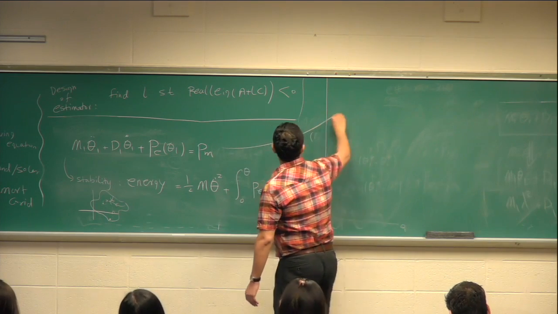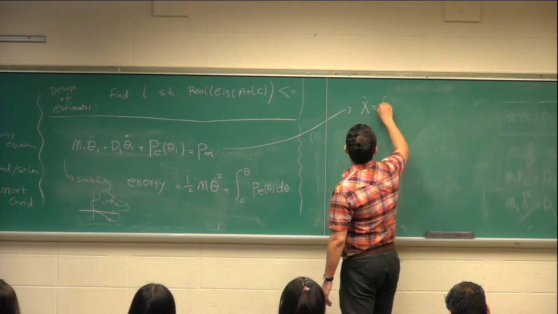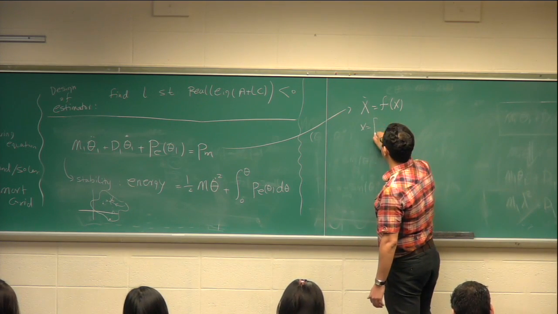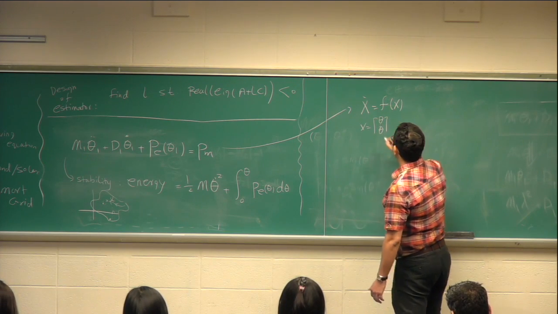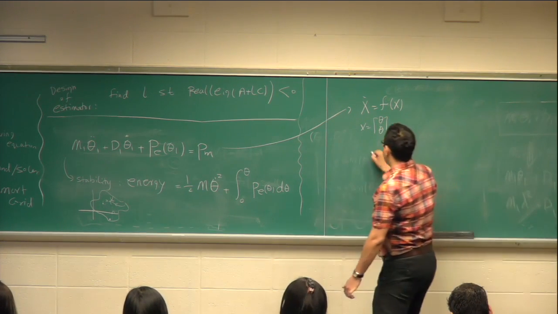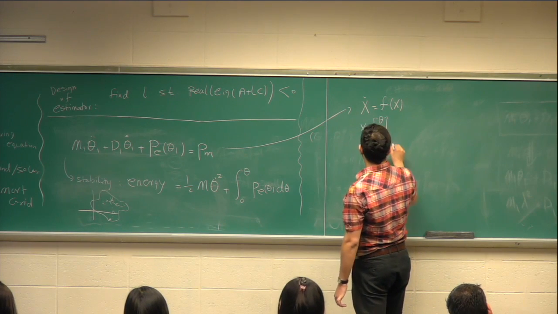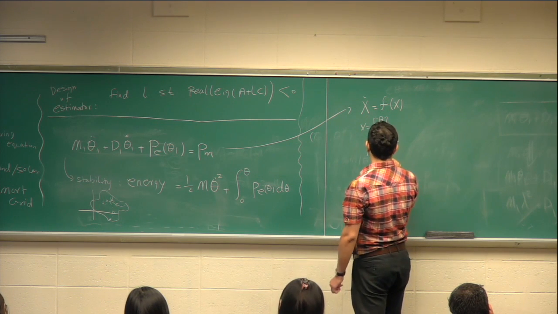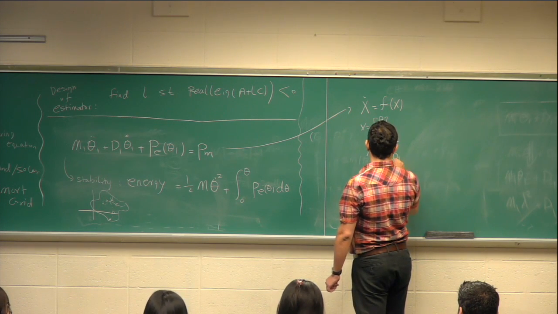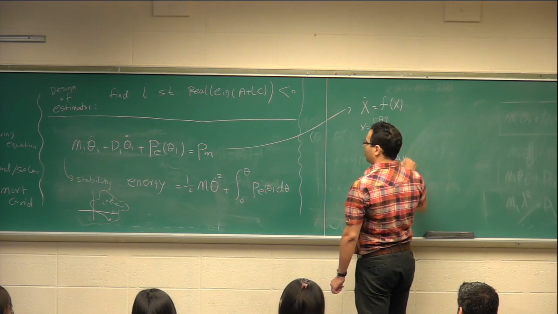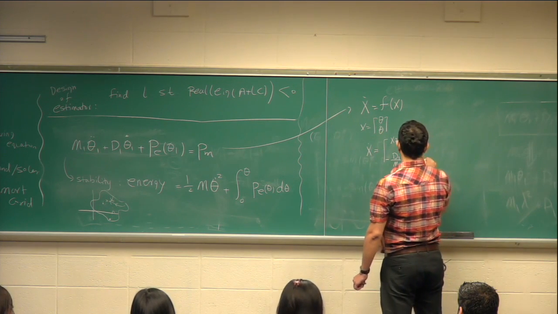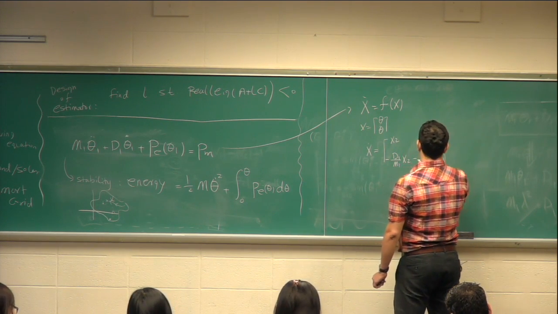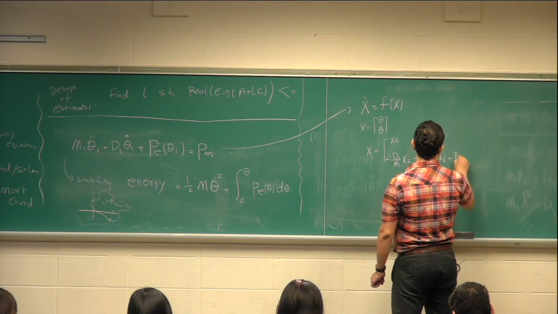This system can be written in the form of x dot equal to f of x. That's what we talked about the other day, and x was chosen as theta, theta dot. If you choose x as theta, theta dot, then x dot becomes, if I remember correctly, x2 minus D1 over M1 x2 minus 1 over M1 Pe of x1 plus Pm over M1.